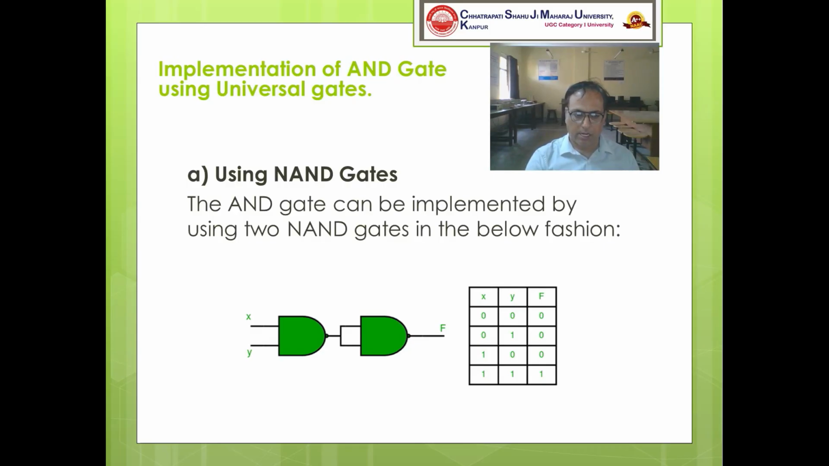If we verify by the truth table, for example, when X and Y both are 0, we will get the NAND output as 1, and if both the inputs of the NAND gate are 1, the final output will be 0. In a similar way, we can verify the entire truth table using these two NAND gates.